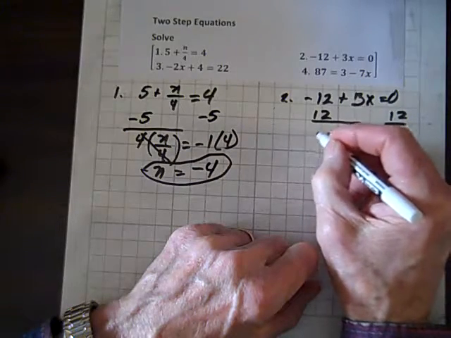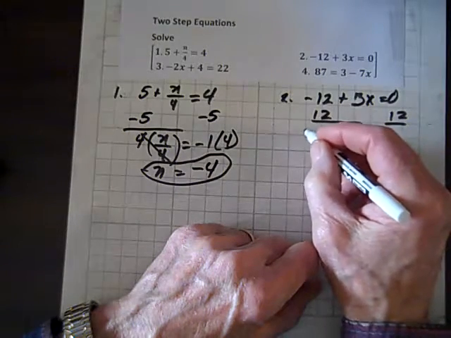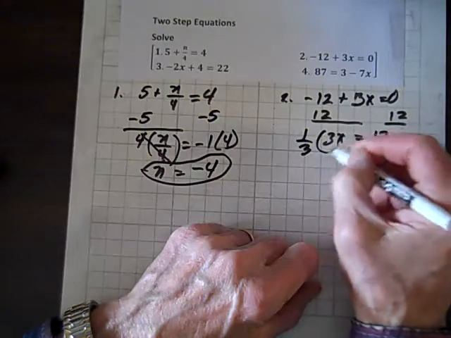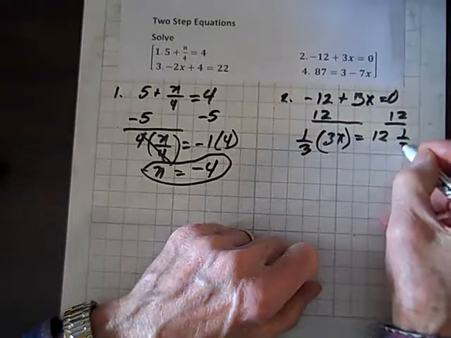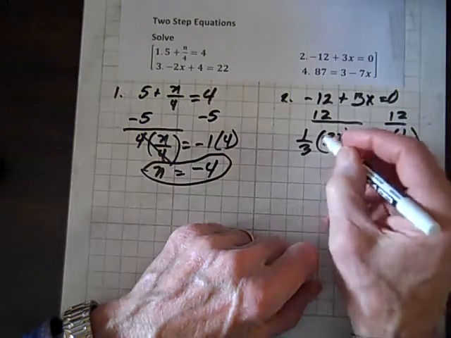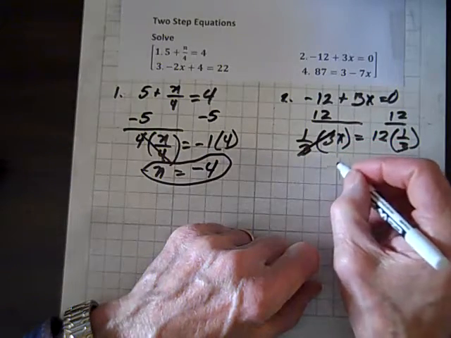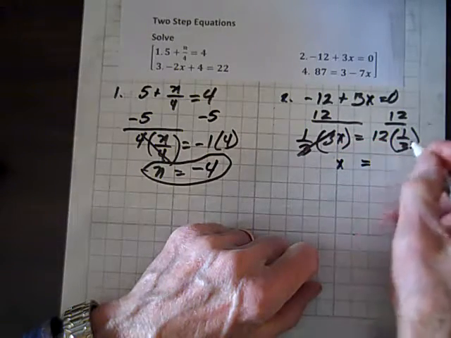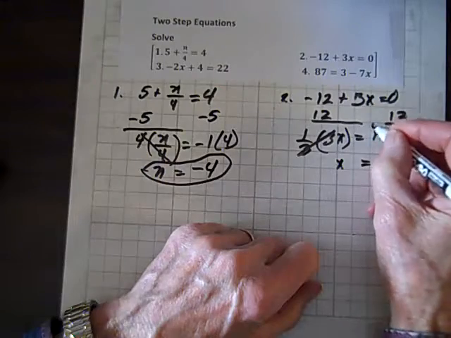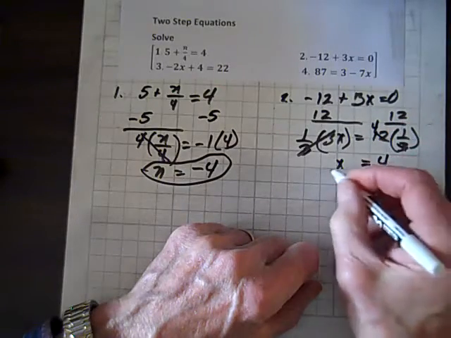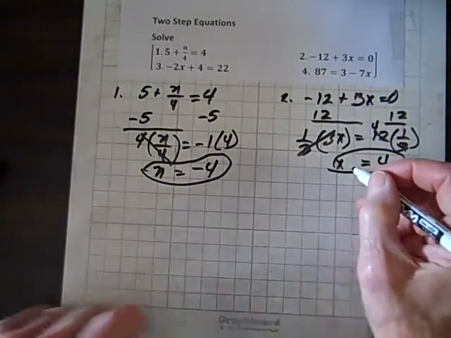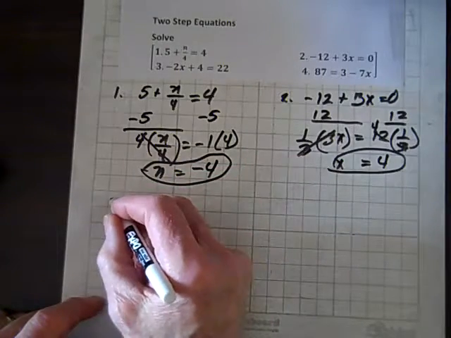Now we'll multiply both sides by the reciprocal of 3, which is 1/3. Product of reciprocals is 1. Those 3's divide out and we get x equals, and 3 goes into 12 4 times. X equals 4. Okay.